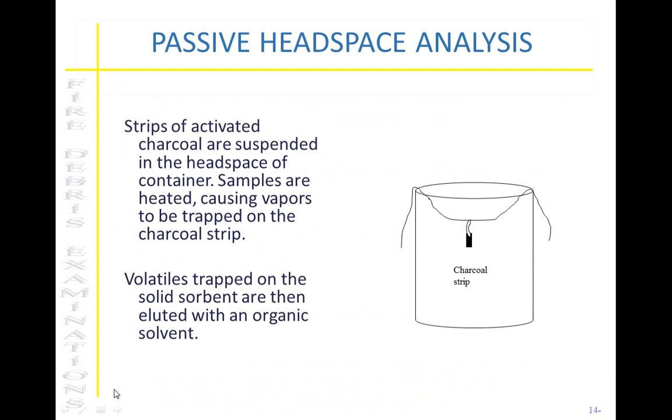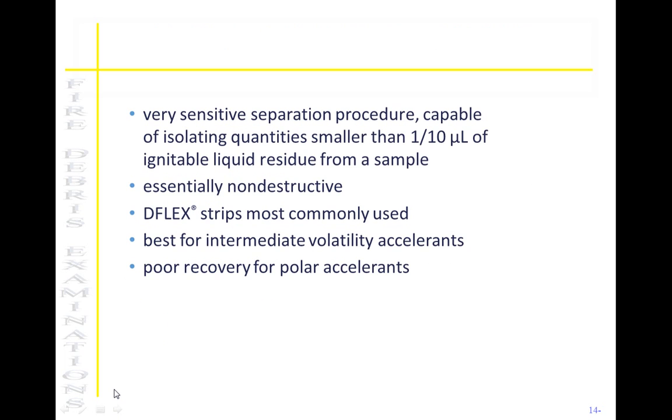But most laboratories will conduct their analysis by using passive headspace analysis. This is where small strips of activated charcoal are suspended in the headspace of the container itself. The containers are heated, causing the vapors to be trapped onto the charcoal strip. Then the charcoal strip is extracted with an organic solvent, and this is then what is tested on a gas chromatograph with a mass spectrometer. This technique is very sensitive for isolating ignitable liquids out of fire debris, and it is the most commonly used technique. Most often it's DFLEX strips that are used, and it does give very good recovery.